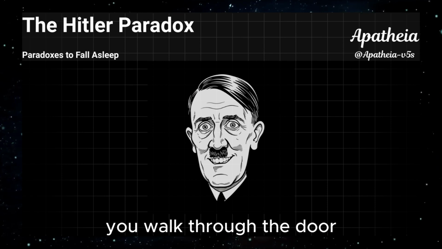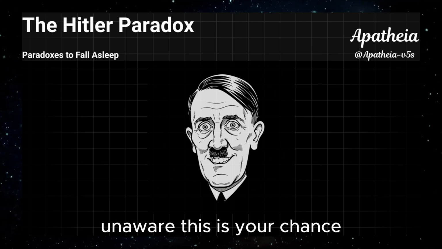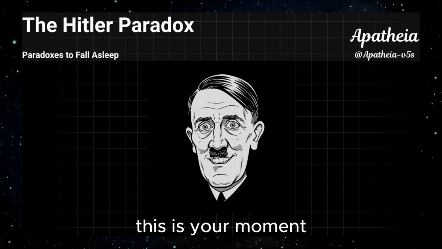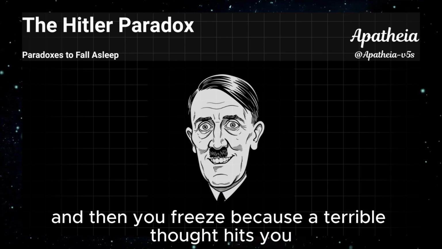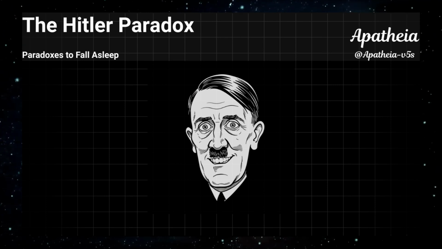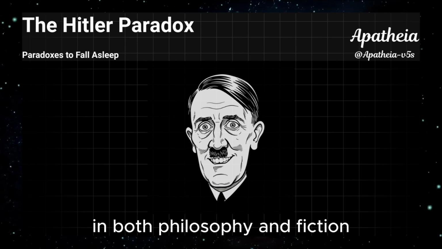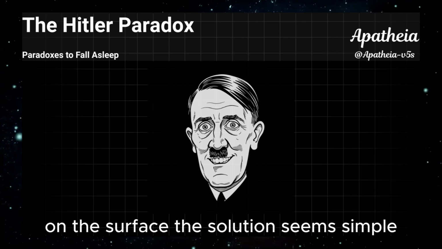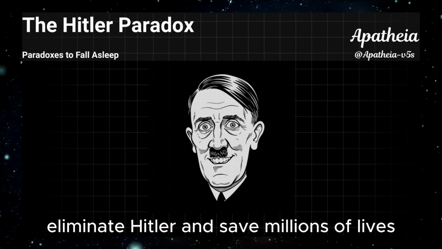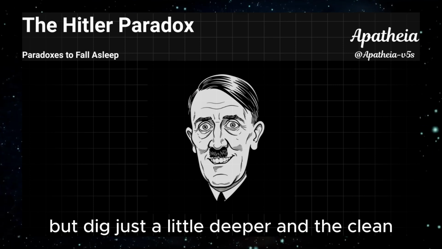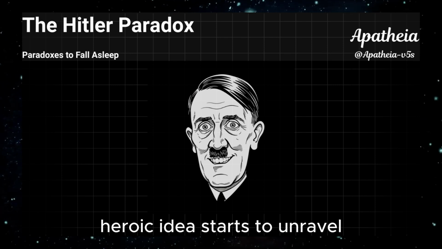You walk through the door. The child is asleep in his crib, peaceful, unaware. This is your chance. This is your moment. And then you freeze, because a terrible thought hits you. What happens if you succeed? That's the core of the Hitler Paradox, one of the most famous time travel dilemmas in both philosophy and fiction. On the surface, the solution seems simple. Go back in time, eliminate Hitler and save millions of lives. But dig just a little deeper, and the clean, heroic idea starts to unravel.